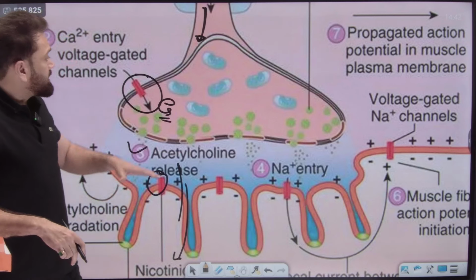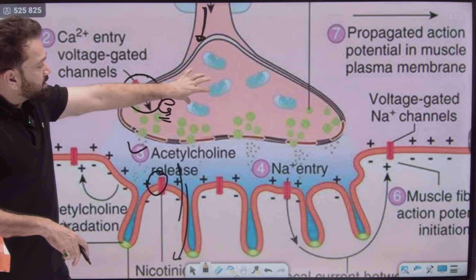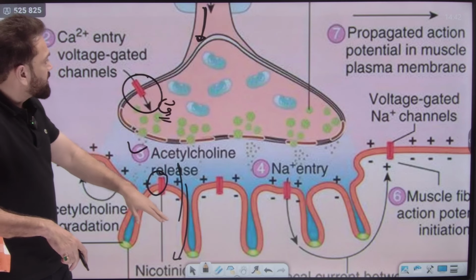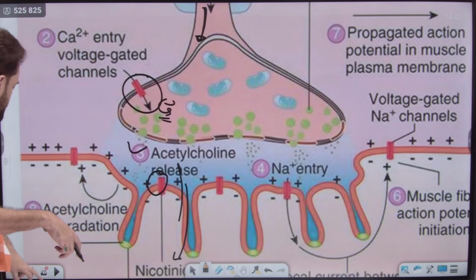So this is called excitation contraction coupling. The action potential was in the nerve, now it is in the muscle, so it is jumping. So it is called neuromuscular junction transmission. It is called transmission.